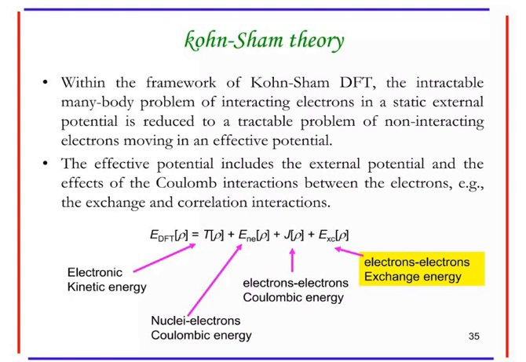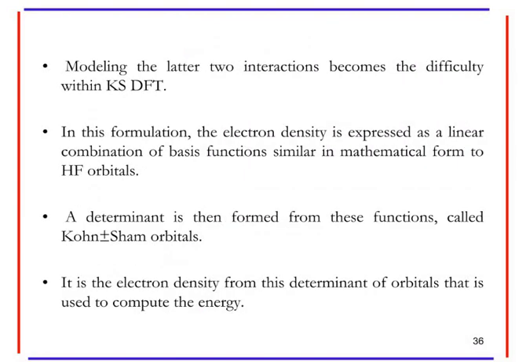So the effective potential includes the external potential and the effect of the Coulomb interactions between the electrons, that is, the exchange and correlation interaction. So in E_DFT, you can see the electron-electron exchange energy, electron-electron Coulombic energy, nuclear-electron Coulombic energy, and electronic kinetic energy. You can see here what the relations are. So modeling the latter interaction is the difficulty with KS-DFT.